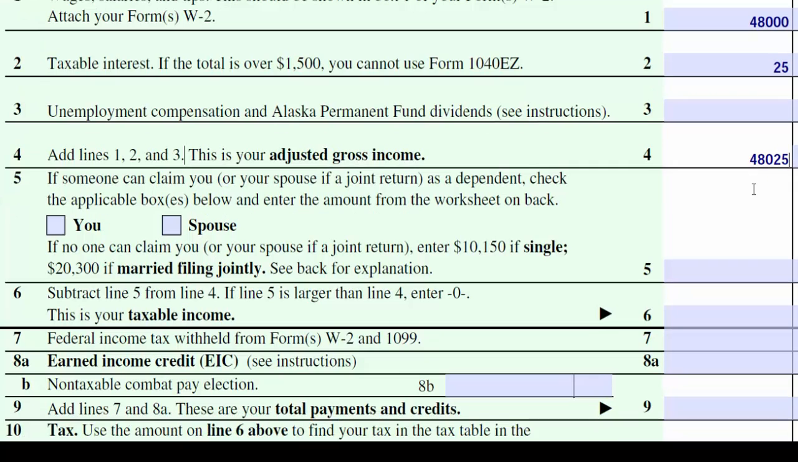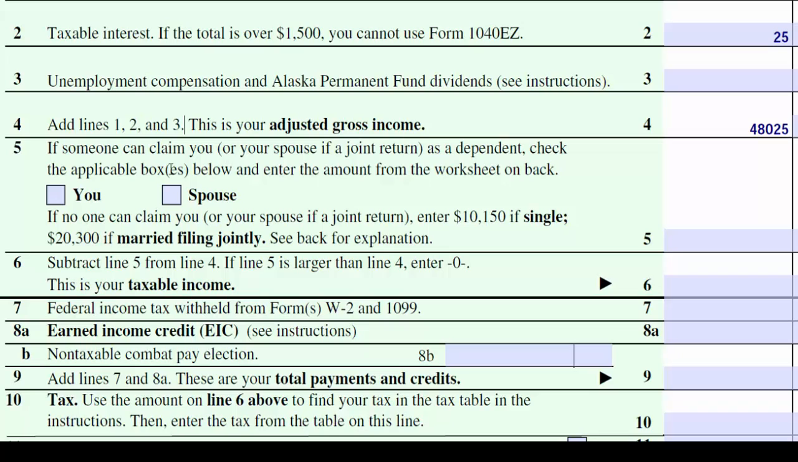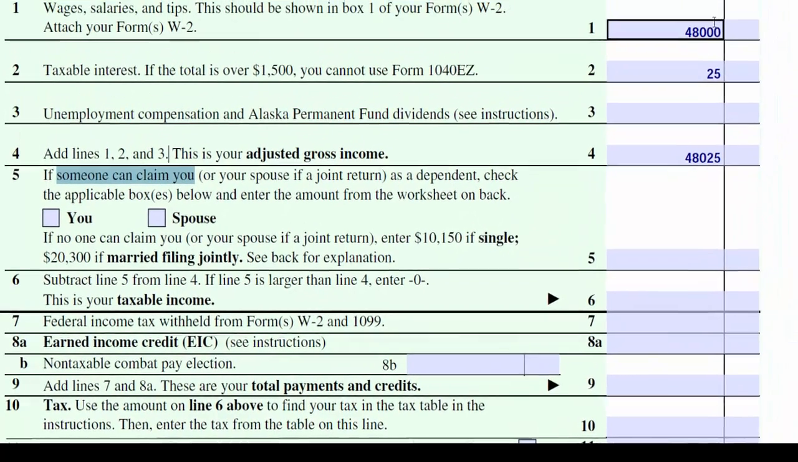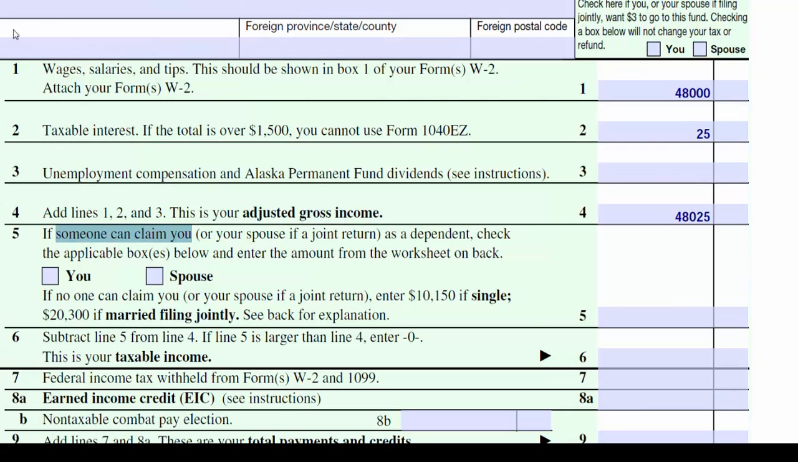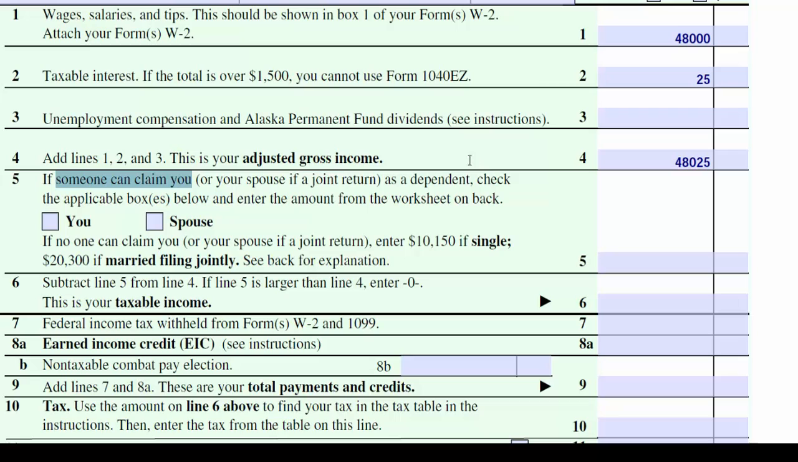No problem there. Okay. We want to see if somebody can claim you, meaning Herbie. Can someone claim Herbie as a dependent? Well, he's making $48,000 a year. It sounds like a pretty nice, solid middle-class income. Okay, maybe a little bit tougher in Seattle, but it's not bad. He's definitely not dependent upon anyone else. So therefore, since he's not dependent, he will not check these boxes.